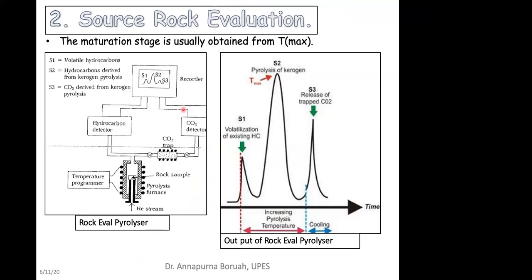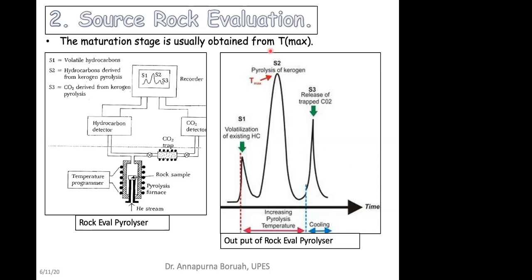In this technique, the sample is heated in the absence of oxygen with increasing temperature, which rises continually at 6 degrees Celsius per minute. With increasing temperature, the shale will start releasing hydrocarbon. First, it will release the volatile or existing hydrocarbon, free gas, that is known as S1. Secondly, after getting more heat at higher temperature, it will start pyrolyzing the kerogen, and you will get the released hydrocarbon, that is known as S2. After that, it will release CO2, which will be trapped.